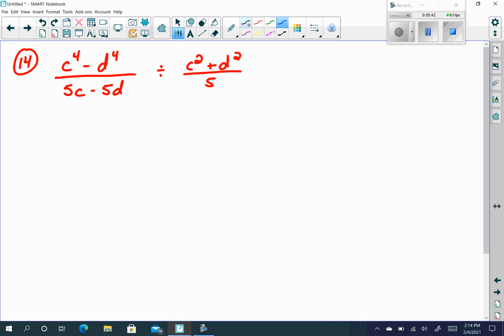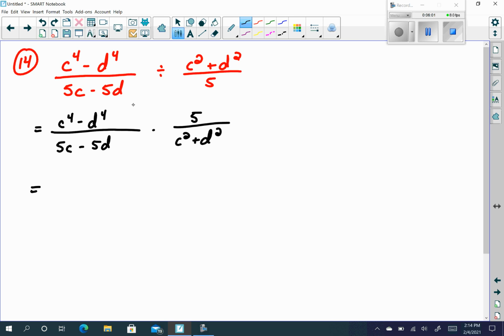All right, for 14, quite a bit factored here. But again, first we're dividing, so we want to rewrite this as a multiplication problem. So we have c to the 4th minus d to the 4th over 5c minus 5d times 5 over c squared plus d squared. Now we're ready to factor.